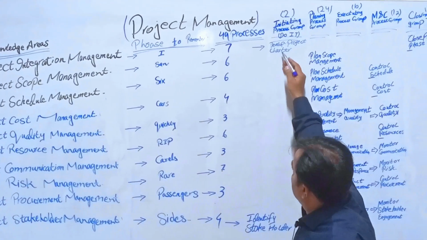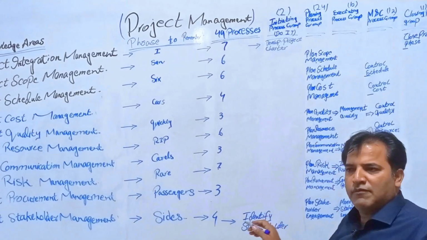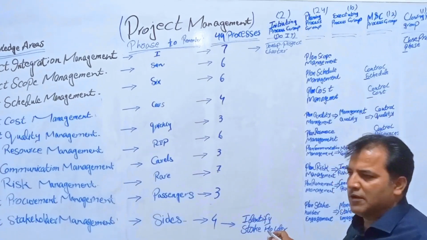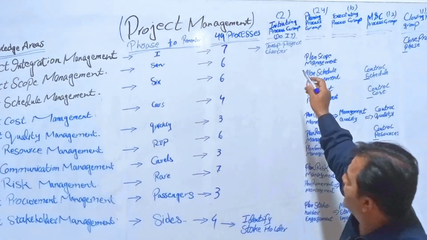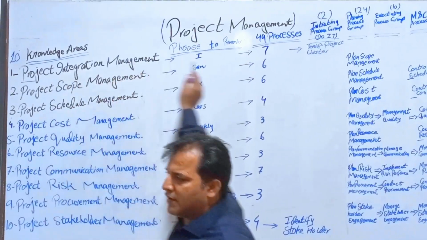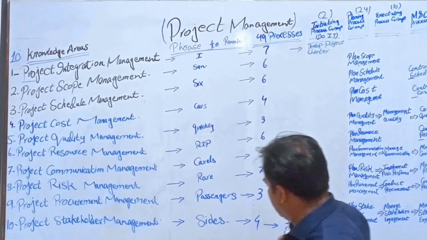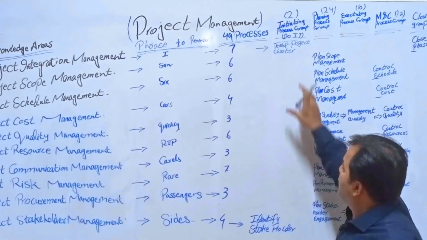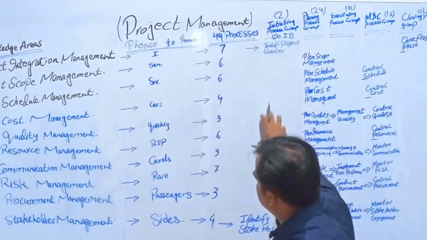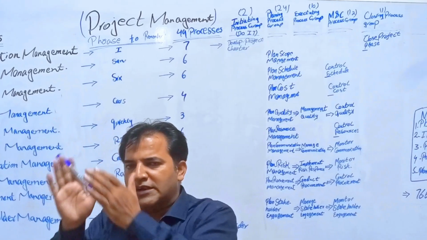Do it, meaning develop project charter and identify stakeholders. So two processes. The first is develop project charter, which comes in project integration management, and identify stakeholders, in the last knowledge area, project stakeholder management. So the initiating process group's processes are complete. Two processes were adjusted.